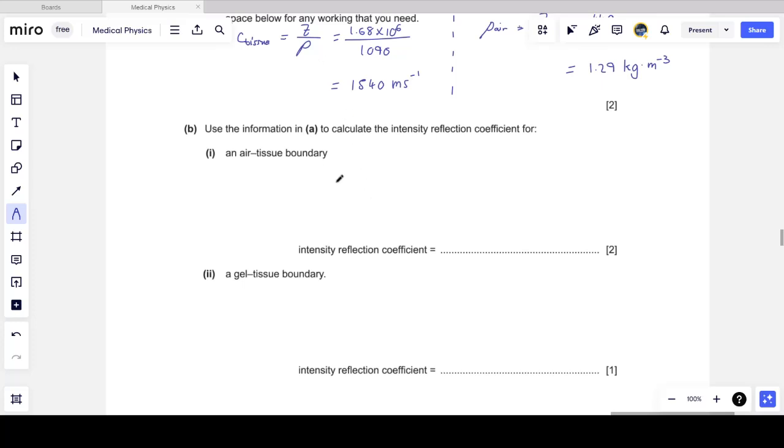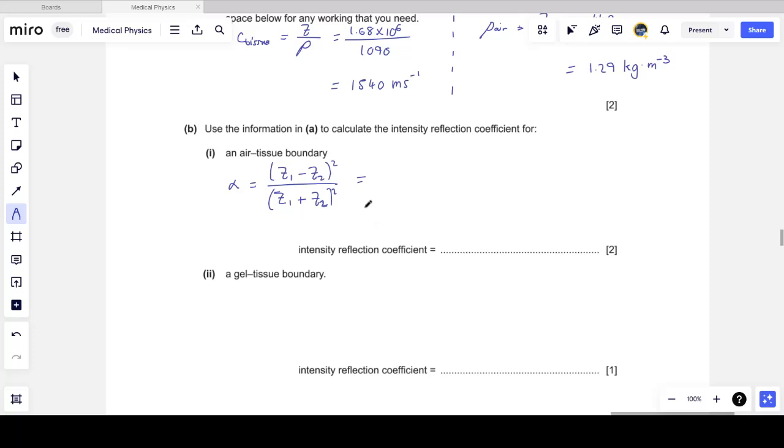We're then told to use the information in A to calculate the intensity reflection coefficient for an air tissue boundary. Now the intensity reflection coefficient, we sometimes call it alpha. We remember, and this will be in your formula sheet, this is Z1 minus Z2 all squared divided by Z1 plus Z2 all squared. Now, as you can see, the order of subtraction and addition is not really important. We're squaring the value anyway, so you could subtract either way, the numerator will remain the same. So you don't have to concern yourself about the order of subtracting.